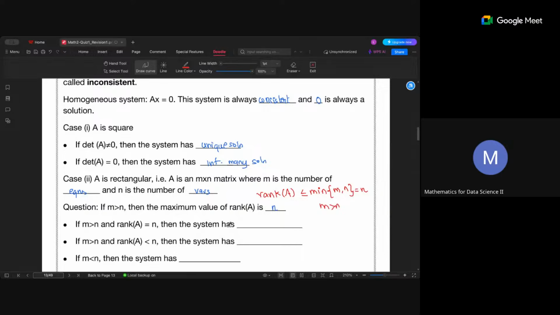Now, if m is greater than n and rank of A is equal to n, then the system has a unique solution. And if this rank is strictly less than n, in that case the system has infinite solutions.